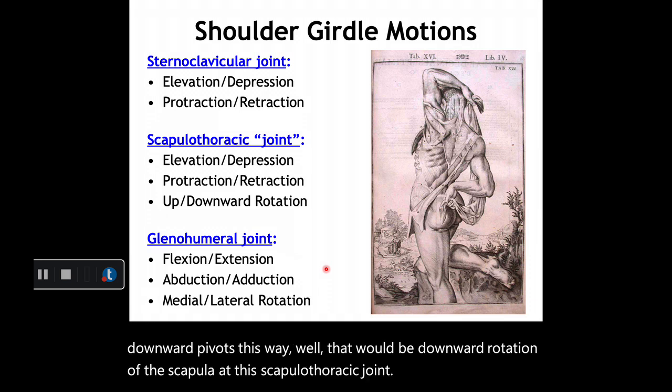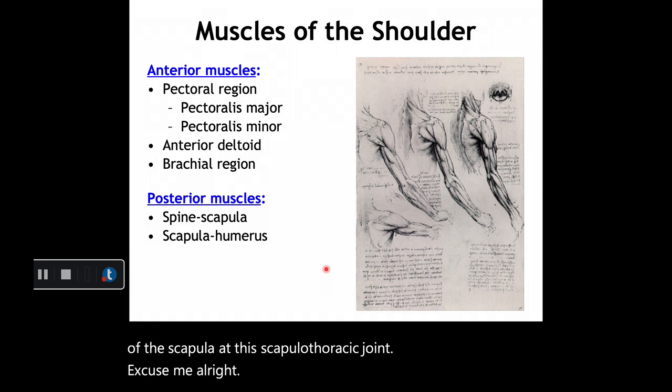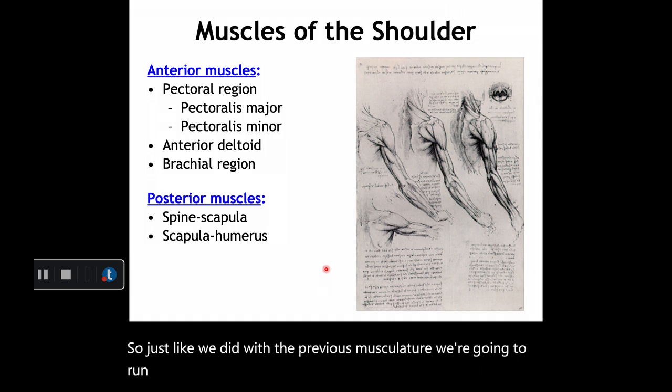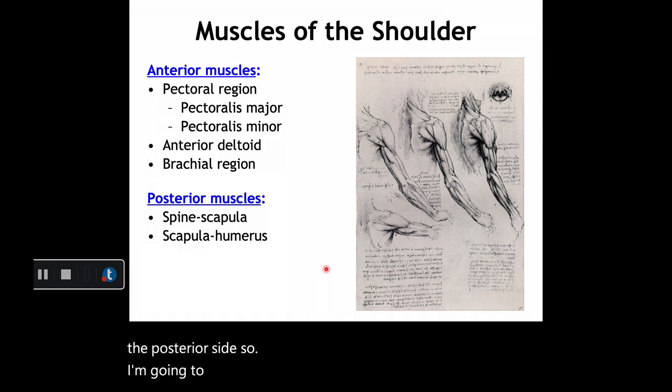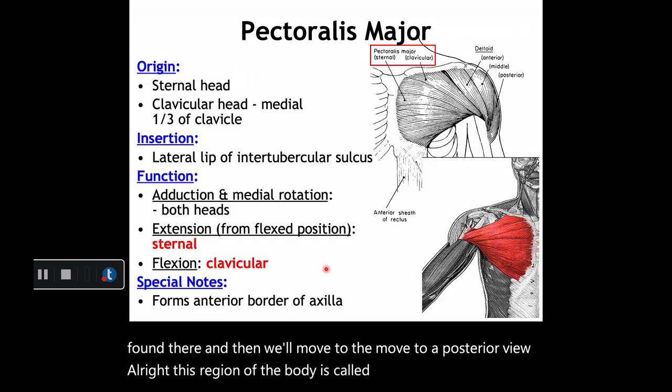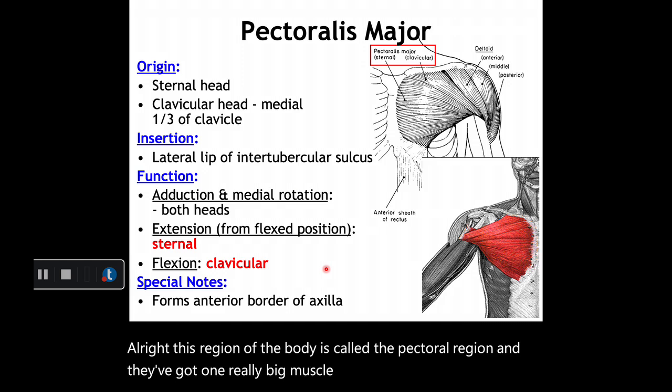All right. Just like we did with the previous musculature, we're going to work our way through the shoulder on the anterior side and then the posterior side. So I'm going to start off with the pectoral region, a couple of muscles found there, and then we'll move to a posterior view. This region of the body is called the pectoral region, and there's one really big muscle found in this region, pectoralis major.